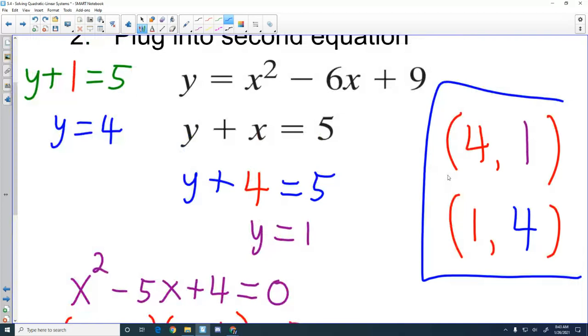And then we're also going to get sometimes 2 solutions instead of just 1. We also could have no solution.